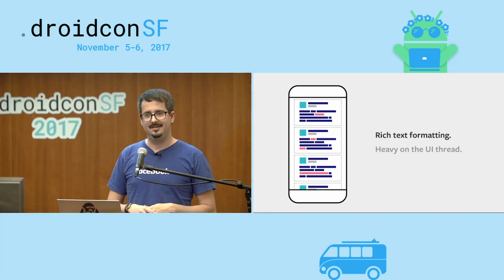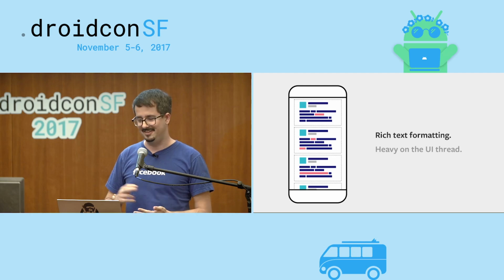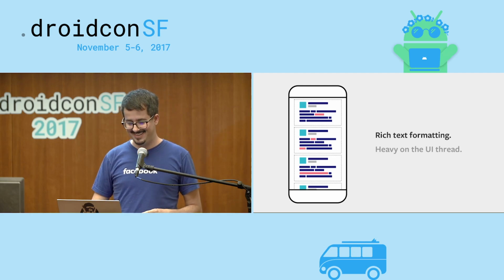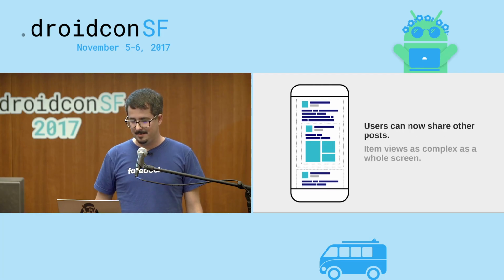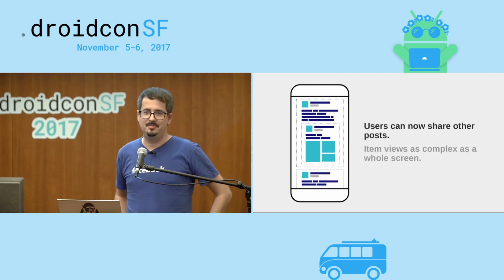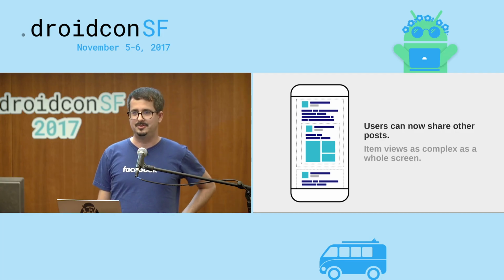You're not seeing anything horrible happening in the UI when you test your app in your high-end phone. Everything is awesome. So yeah, let's do this. It still can do it. Now you hit the tipping point. So users now can share other posts.